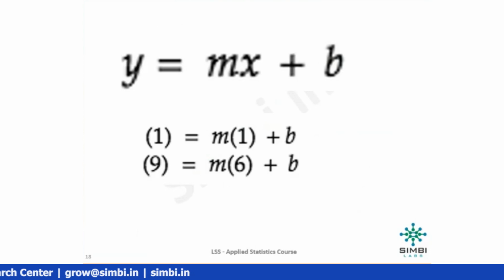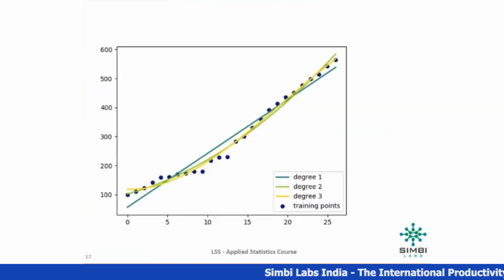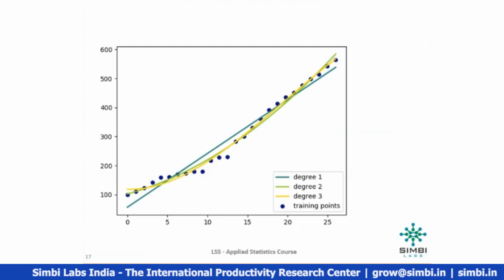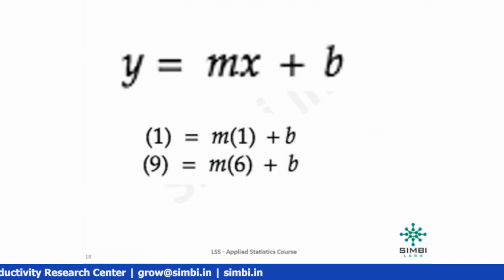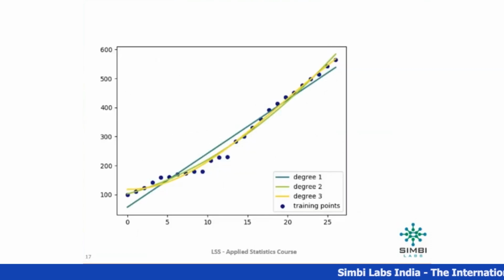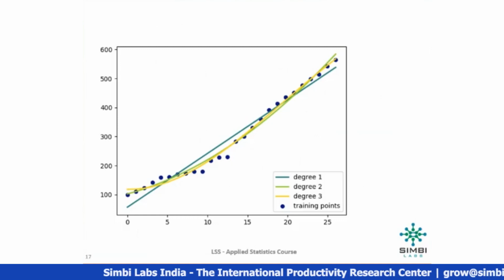let's start by constructing a line function that passes through two points. The two points are 1 comma 1 and 6 comma 9. The general formula for the equation of a line is y equal to mx plus b. We know how to substitute these values: 1 equal to m into 1 plus b, if we take the point 1 comma 1, and the point 6 comma 9 we need to apply in the formula as well.